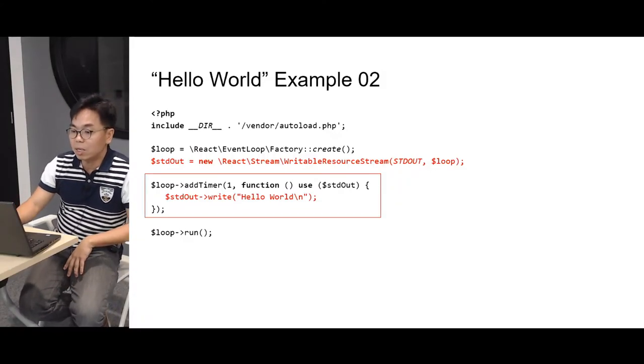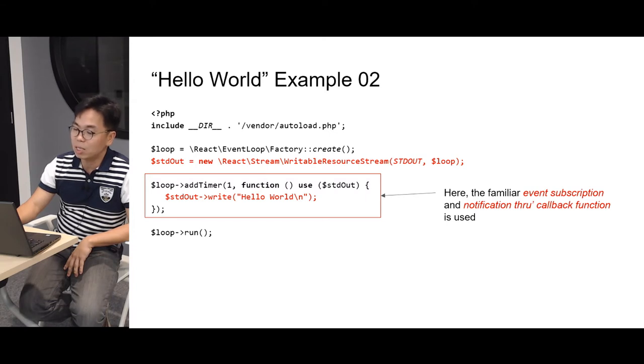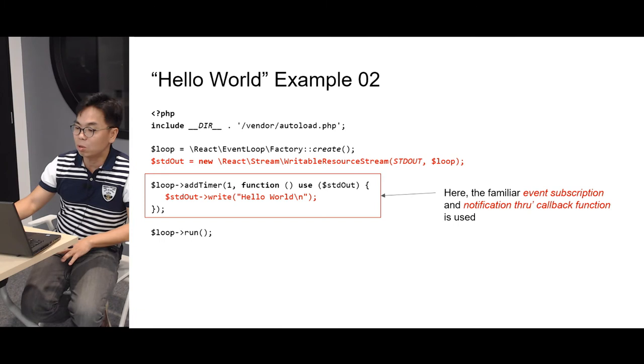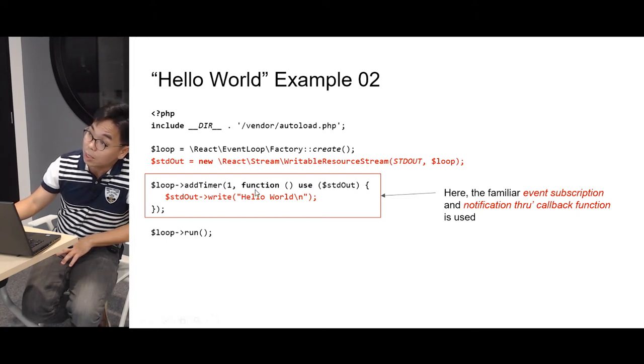Let's look at this program a little bit more. You look at this part, this is the payload part. What does it look like to you? There is an add timer, which is the event. Actually, it's an event subscription notification through callback. Where is the callback? The callback is the function part. This is the callback. Then where is the event subscription? Actually, this is the part. When you add a timer, the event is a timer event, then one is the parameter for the event subscription. You want to wait for 1 second. So this is an event subscription callback method.